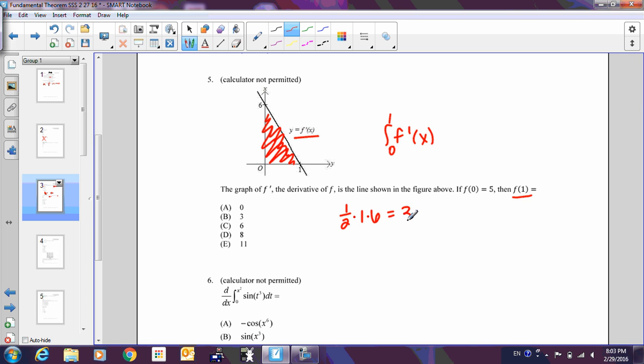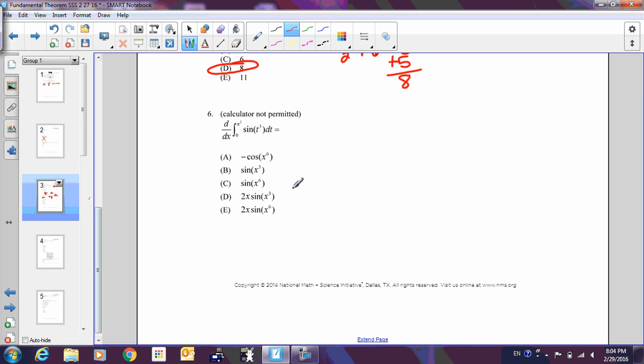So that's 3. However, look at this other little piece right here. Remember when we integrate, we have a plus c. This right here is our plus c, so we need to add 5 to it. And we had some problems like this on our AP assignments earlier in the year.